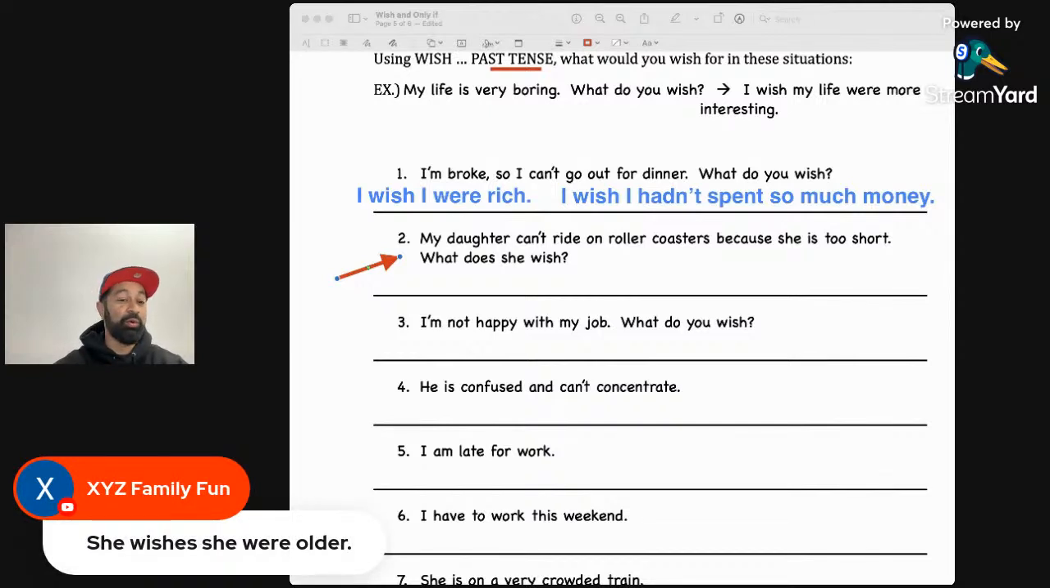XYZ, she wishes she were older. Yeah, if you're older, most likely you would be taller. Excellent. Good job. Okay.